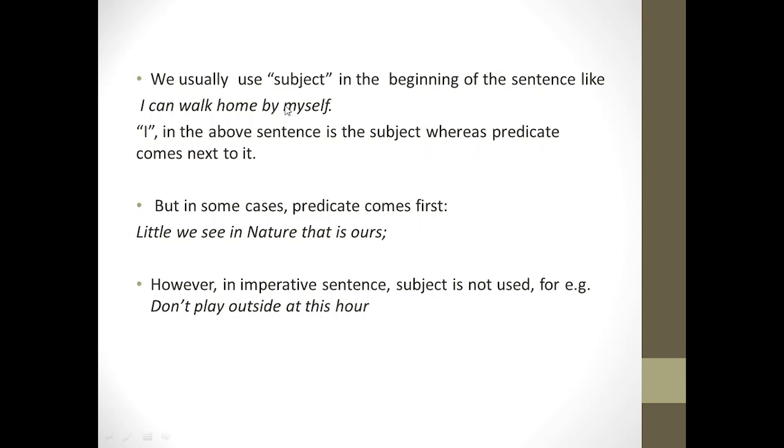We usually use the subject at the beginning of a sentence, like: I can walk home by myself. To understand what the subject is in a sentence, we should note that basically the first noun or pronoun is the subject. For example, I in the above sentence is the subject, whereas the predicate comes next to it. So here I is the subject and can walk home by myself is the predicate part.